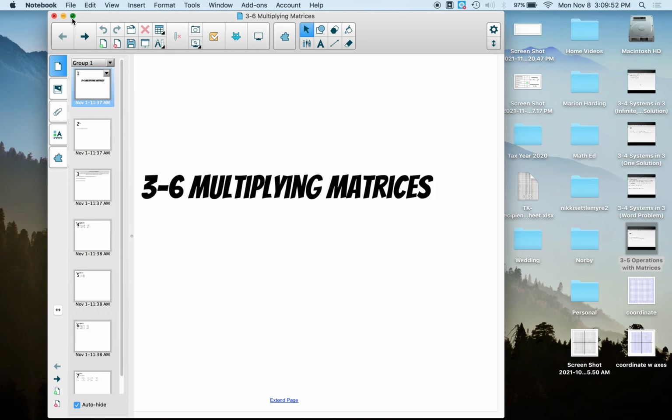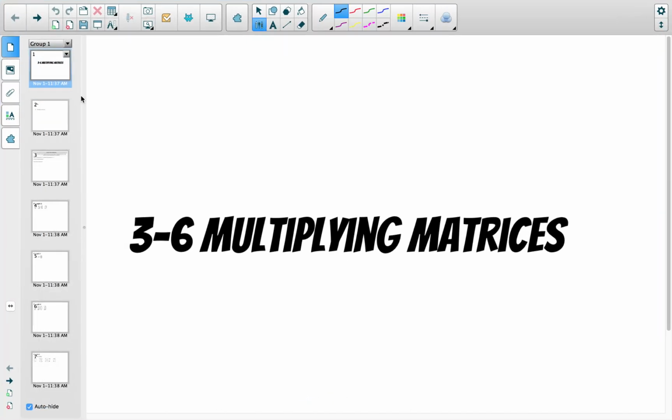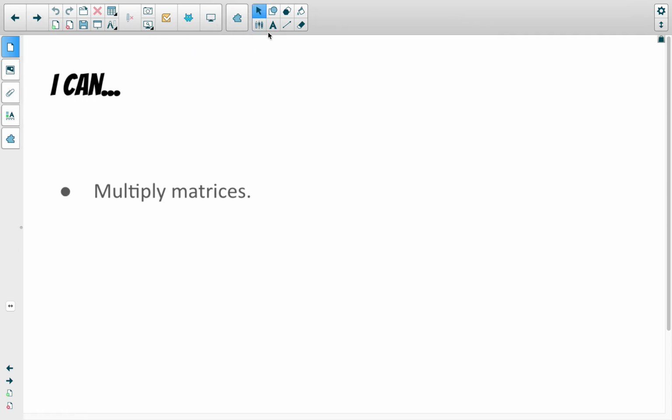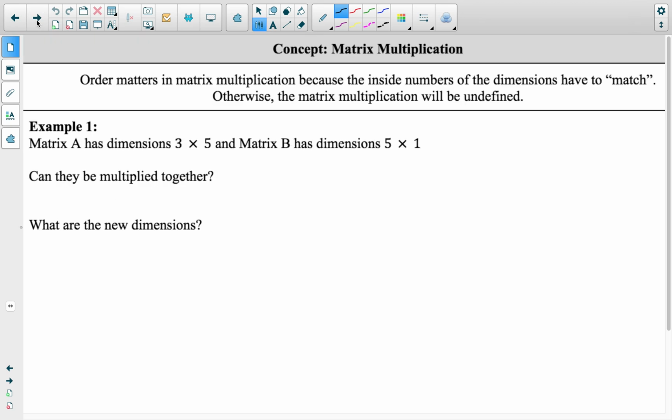This is 3-6, all about multiplying matrices. By the end of this, we will be able to multiply matrices. Follow along with me on page 14 of your notes packets.